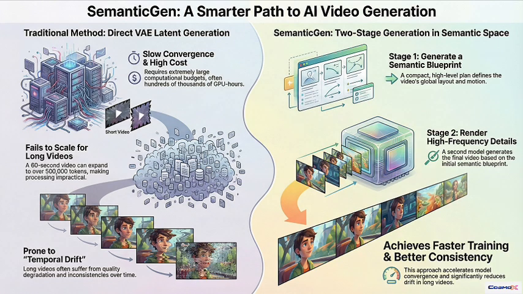So when you boil it all down, the value proposition is pretty clear. SemanticGen means faster training and much better coherence for long videos. It's a shift to modeling ideas, not just data. It really is a brilliant conceptual shortcut, but it does rely on these pre-trained visual encoders that sample video frames at a pretty low rate. The source said 1.6 frames per second.